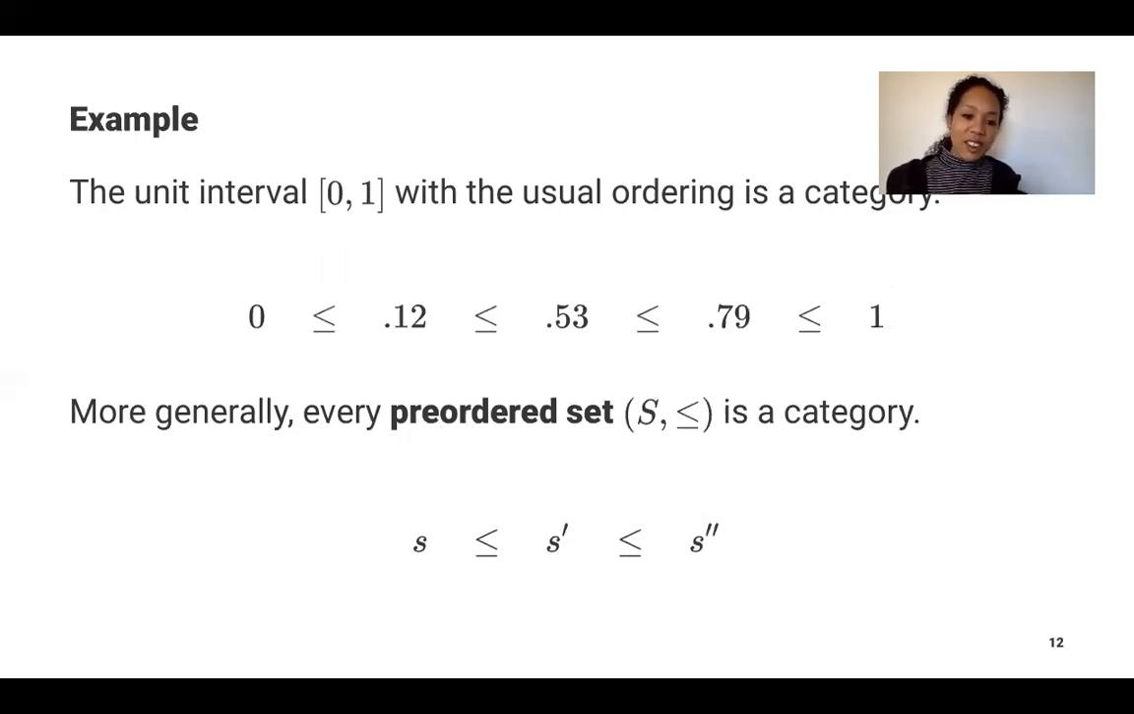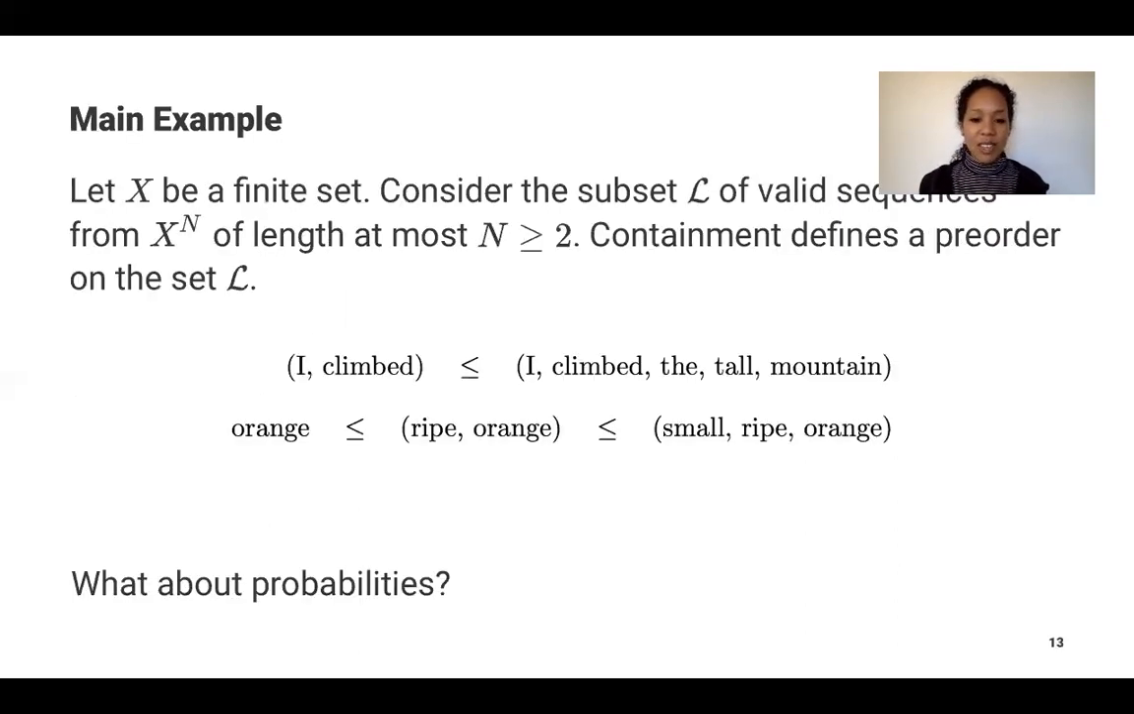Now, for the purposes of this talk, there's a very specific preordered set, or a very specific category, and that is one comprised of sequences. So here's the main example that we really want to focus on. Let's suppose we start with a finite set X. Think of X as the set of atomic symbols in your language. For us, we can just think of X as the set of all English words, for example. And what I'd like to do is to consider the subset of all valid sequences of length at most some fixed length N.